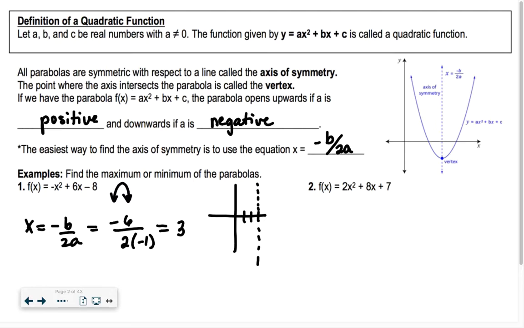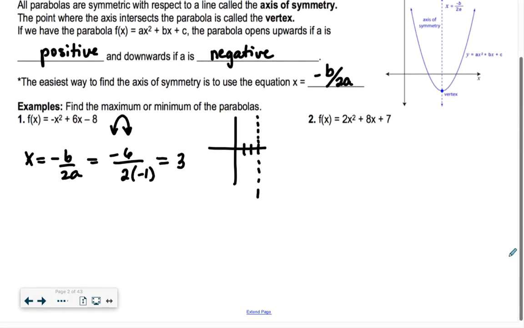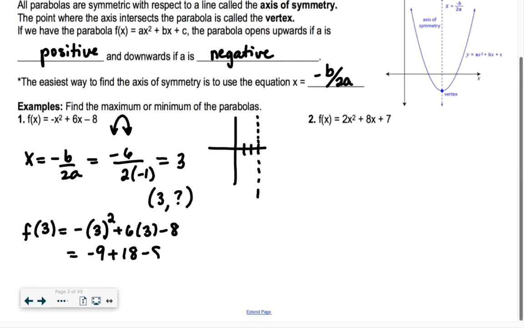So we need to find the y value that goes with it, because this is part of the point. So it's 3 comma what? We don't know. So we go back to our function and we plug in 3 into the function. So we get negative, and be careful, the x is 3 and the x value is being squared. If you want to put a parenthesis there, that helps: 3 is being squared, and then we do the negative. So plus 6 times 3 minus 8. So we get negative 9 plus 18 minus 8, so we get 1. So that means my vertex is at 3 comma 1.